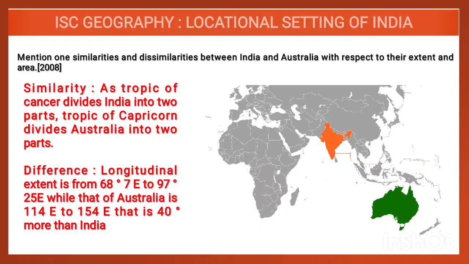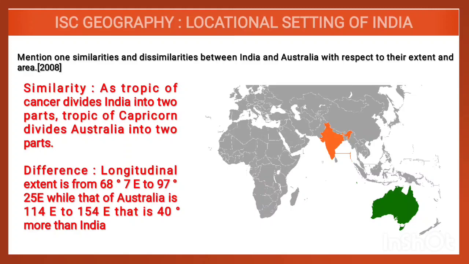And what are the dissimilarities? The dissimilarities are definitely your area, your latitude, longitude. You know the latitude and longitude of our India. You have to know Australia's too. You have to memorize Australia's latitudes and longitude. What is the longitude of Australia? That is 114 degree east to 154 degree east, which is 40 degree more than India.